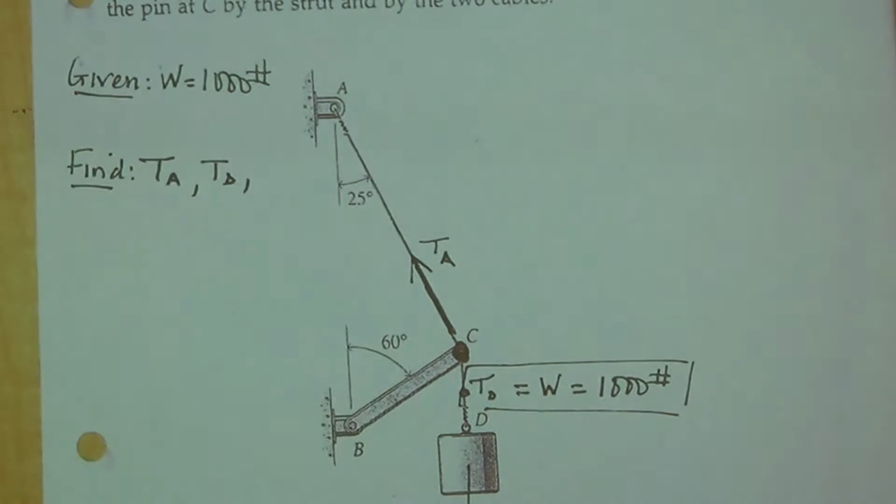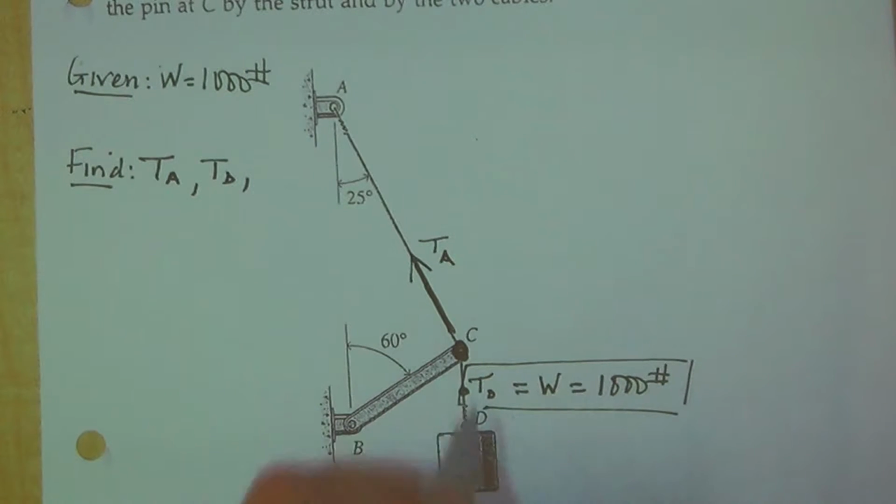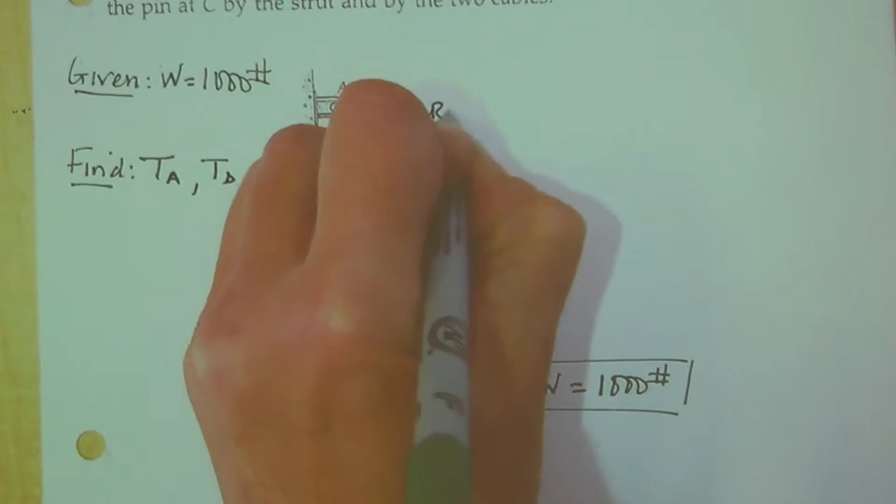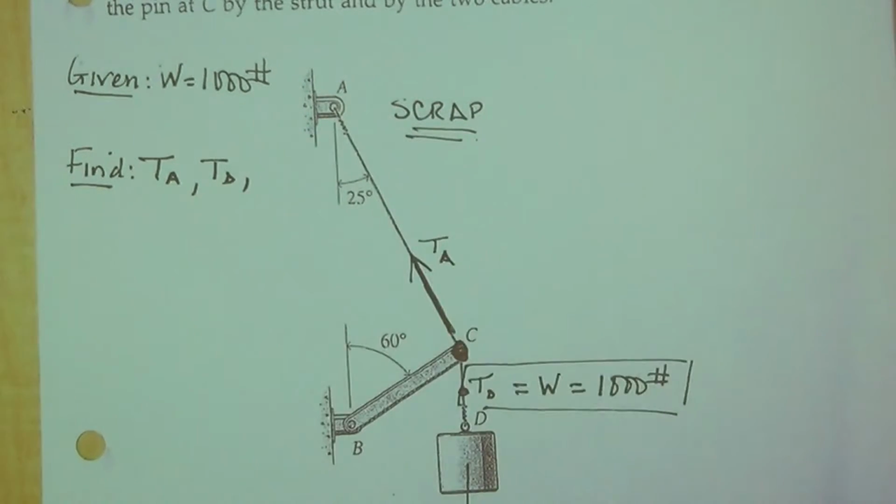In this case now, I don't remember who asked me. It was Jose who asked me, do I always write find at the end? In this case, I'm drawing and writing find at the same time. I just want to make sure that my variables match. So I call this TA, I call this TD. Again, this picture here is just my scrap work. I'm just going to draw stuff on it.